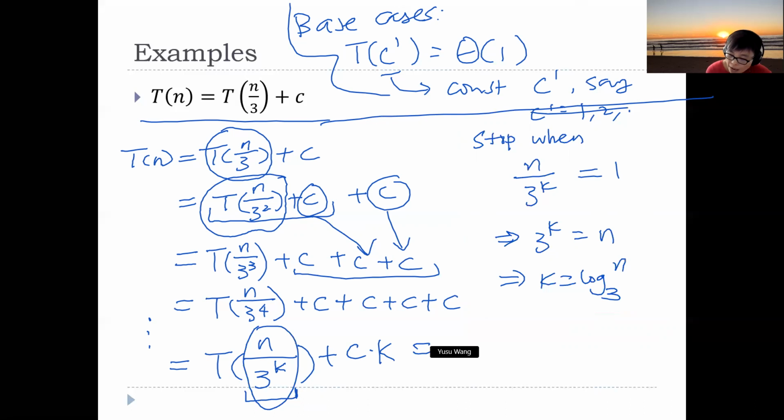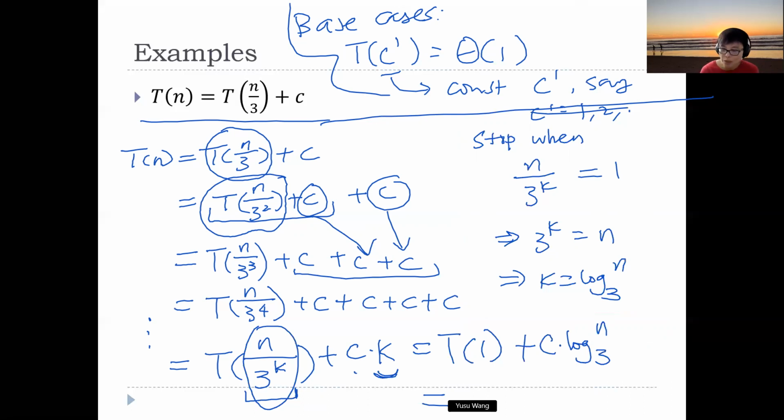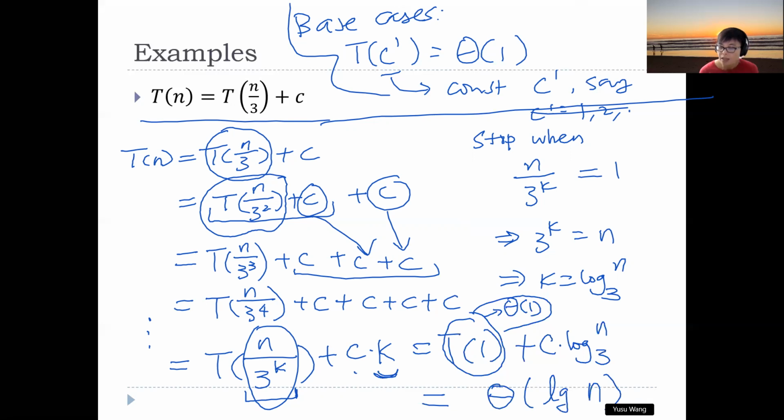We stop when n over 3 to the k is 1, that's T of 1, plus c times k, and k equals log n base 3, so that's c times log n base 3. Asymptotically, what's this? Well, we know this is constant, so constant plus something which is logarithmic. The second one is the dominating term. So what we have is again log n, same as the binary search case.